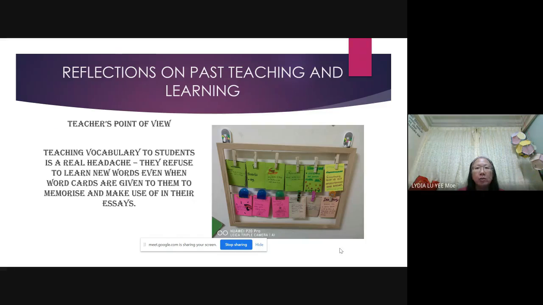Okay, reflections on past teaching and learning. From my point of view, what I found was that it's a real headache teaching vocabulary to students because they refuse to learn new words even when word cards are given to them to memorize and make use of in their essays. So I have a picture there. There's an example of word cards which were done by previous students, and I have displayed them in attractive ways so that students can look at them and learn.